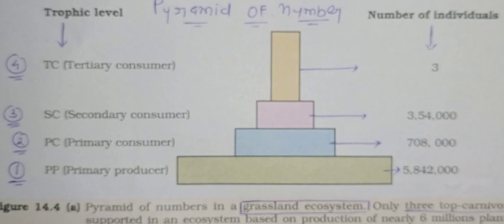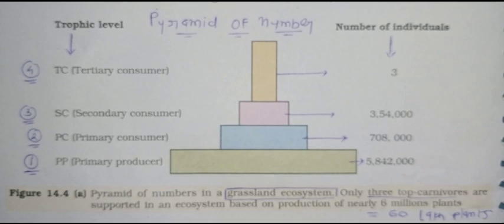The number of secondary consumers will be 354,000, and the number of tertiary consumers will be only 3. So as you go to the upper side, means from one layer to another layer, from the first trophic level to the second, to the third, to the fourth, the numbers are going to decrease. So it is all about the pyramid of numbers.